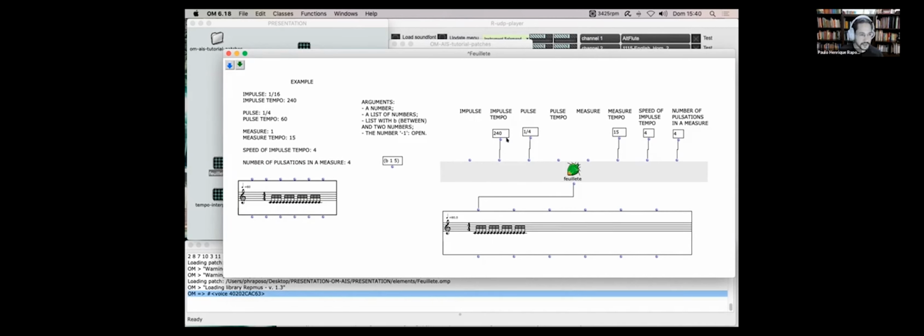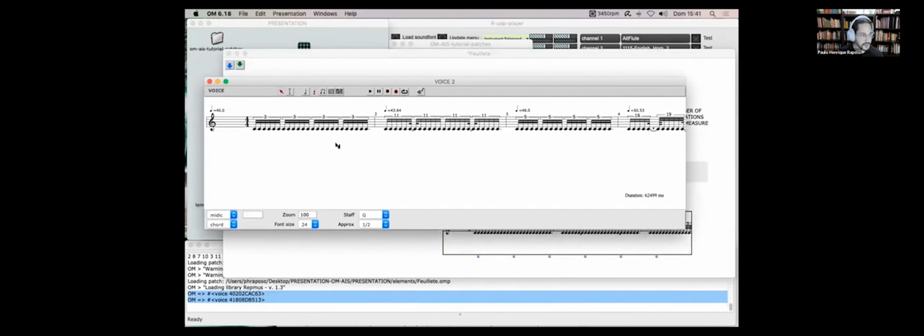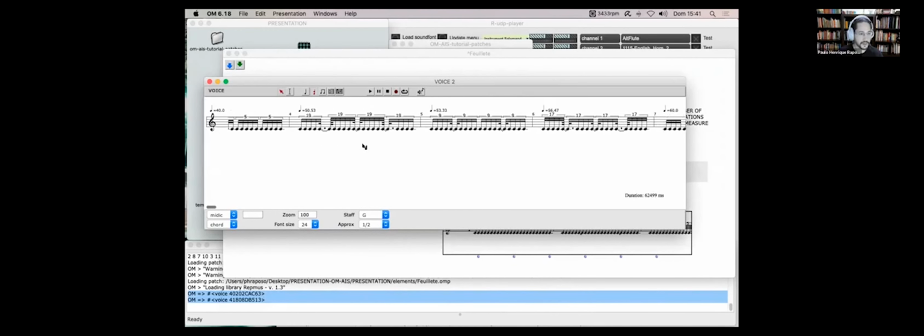And we can change this. For example, if I want more results, I can use, for example, between 1 and 6, right? And I will leave the measure open. Now we have a lot of different results for metric modulations.